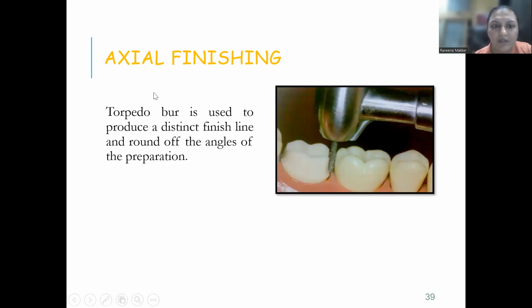Then is the axial finishing. Torpedo burr is used to produce a distinct finish line and round off the angles of the preparation.